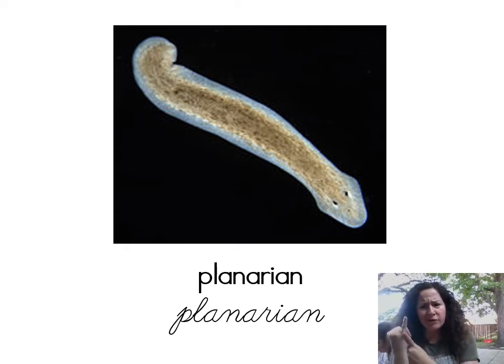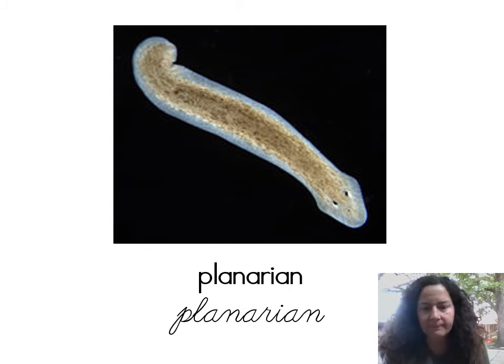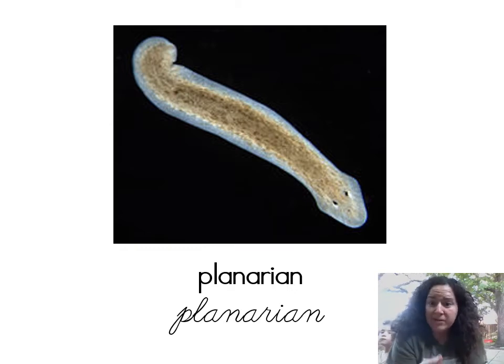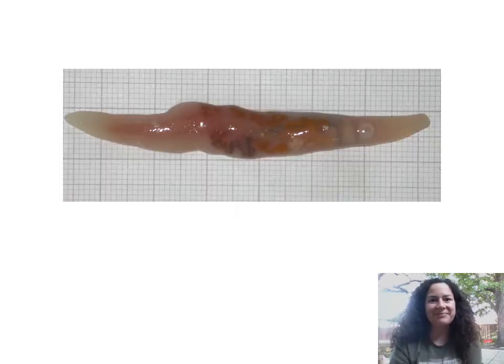So scientists use planarians to study and find out how we can help humans regenerate, because if we were to cut off our finger, it doesn't grow back. If we cut off an arm, we can't make it grow back. So we want to learn from planarians how they get to do it.